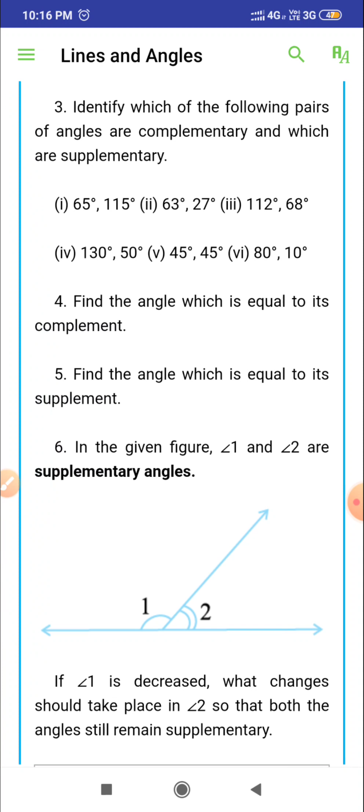Now move to our fourth question. Our fourth question is: find the angle which is equal to its complement. For solving the fourth question, first we assume that the measurement of our angle is x. Now according to the question, the complement is equal to the angle, so the complement of this angle is also x degrees. As we all know that the sum of complementary angles is 90 degrees, so we have x plus x is equal to 90 degrees.